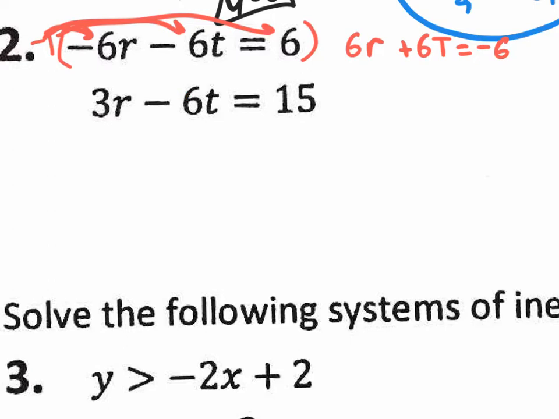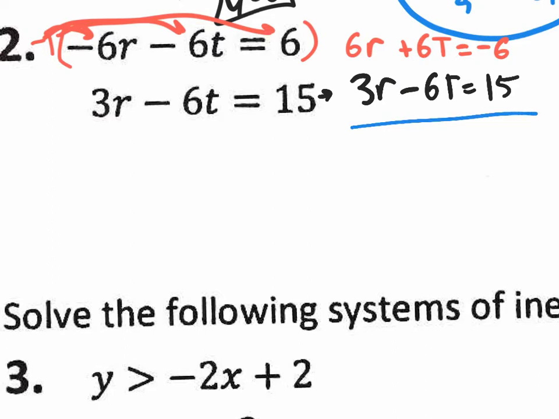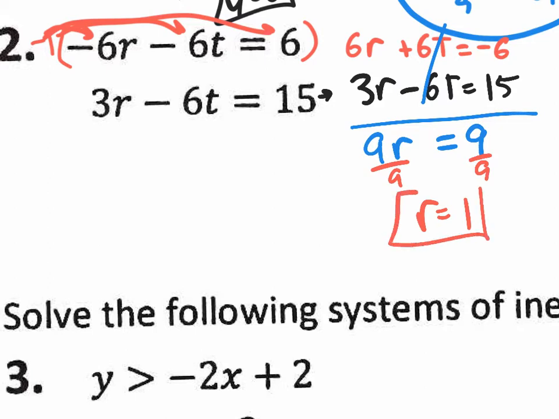So the bottom one, I'm just going to rewrite it right here. That's going to be 3r minus 6t equals 15. And now I am ready to combine the lines, eliminate the t's, and I will have 6 plus 3, which is 9r, equaling negative 6 plus 15, that's 9. So I have 9r equals 9. And when I divide by 9 and divide by 9, I'll get r equals 1. So that's half of our answer. We know that r equals 1. We still need the t value.